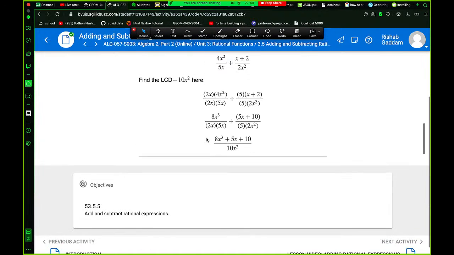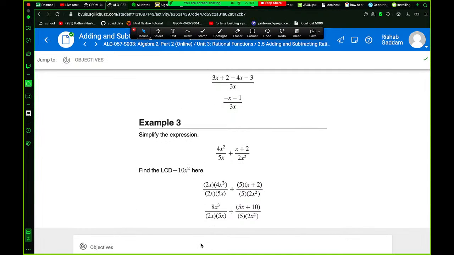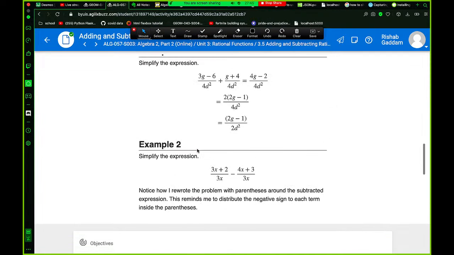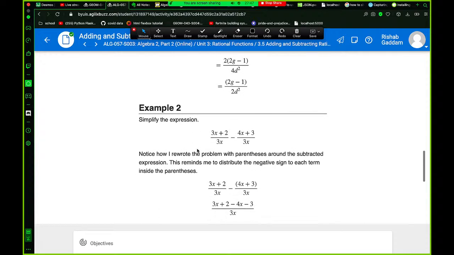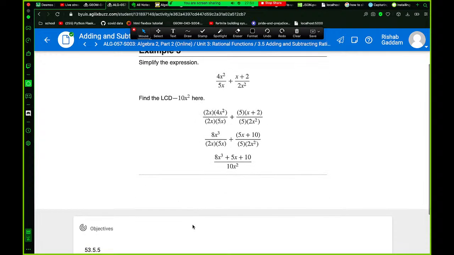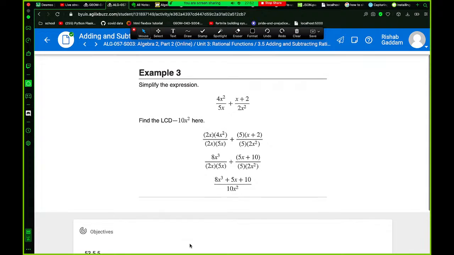Just trying to choose the perfect one. I don't know. No, not that one. Those two are too easy. Let's do example 3.